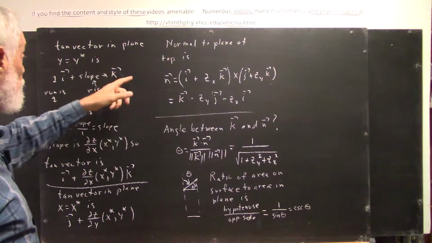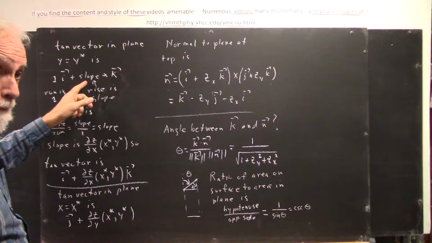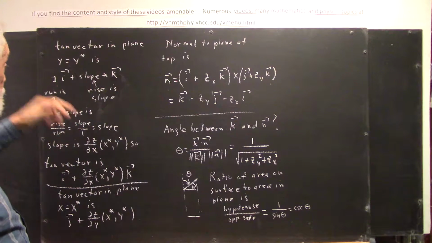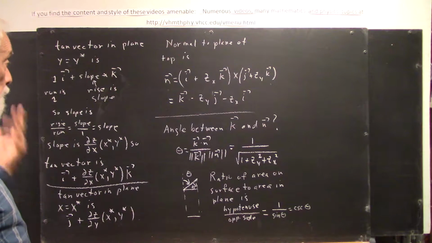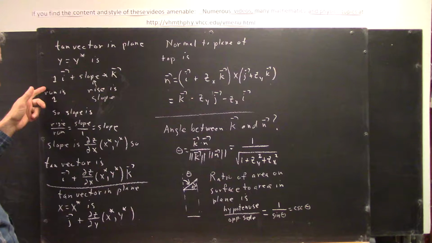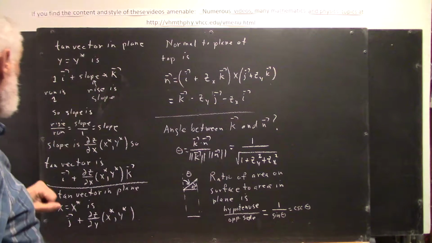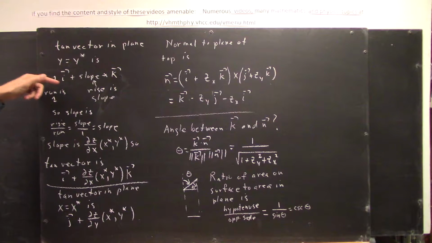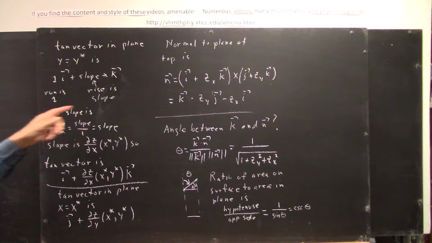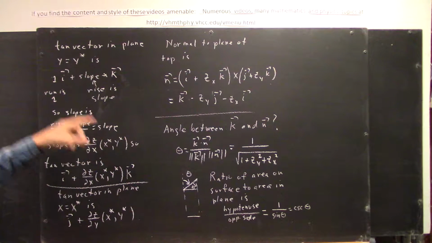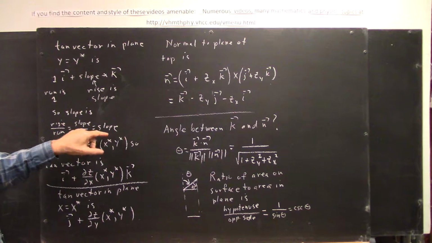Okay, now why does this vector have a slope that's equal to slope? Well, it's because the rise is in the k direction, the run is in the i direction. What's the rise of this vector? It's slope. It's the coefficient of k. So the rise is slope. What's the run? Well, it's the same as 1 i plus slope times k. The run is 1, so the slope is what? Rise over run equals slope over 1 equals slope. So this vector does have slope equal to our slope.